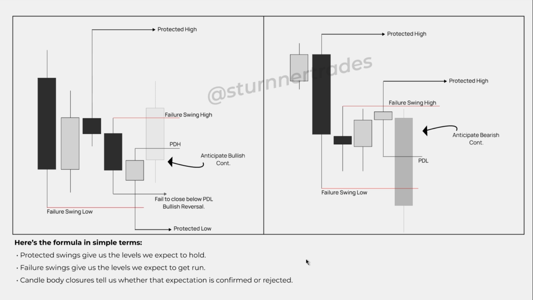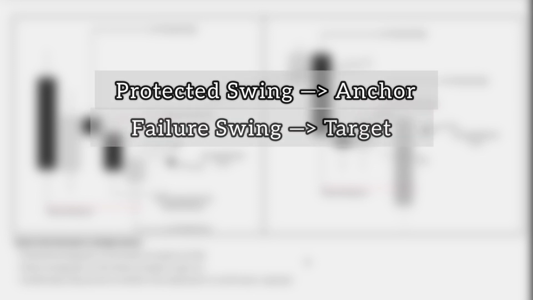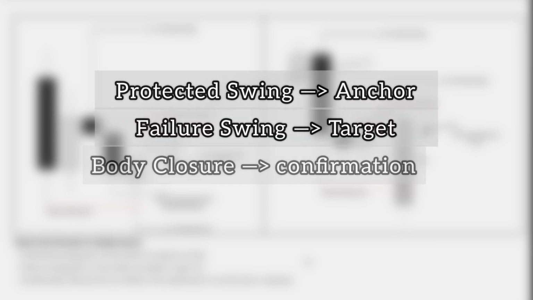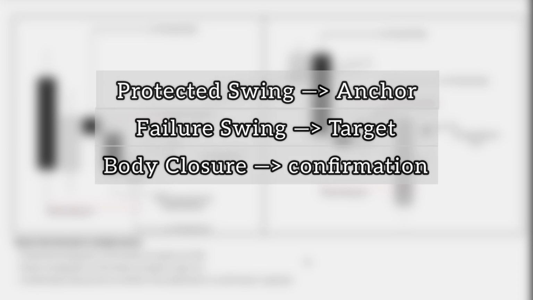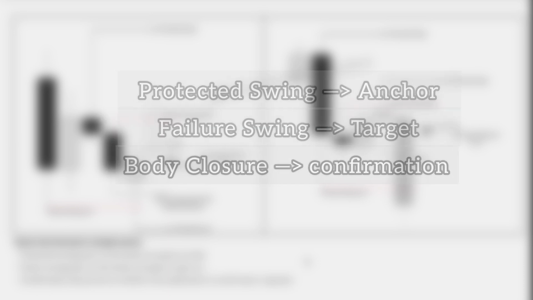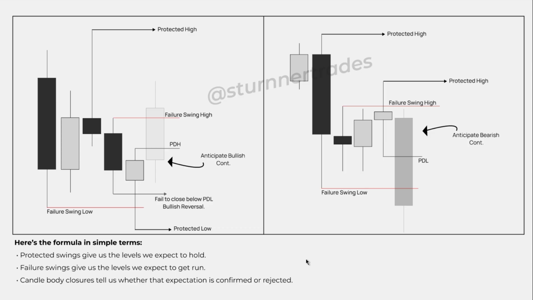The key relationship in this is that protected swing is our anchor, failure swing is our liquidity target, while the body closure is a confirmation stamp. When you blend those three together, you've got a clear and consistent way to classify any new trading day before you even touch the intraday charts.